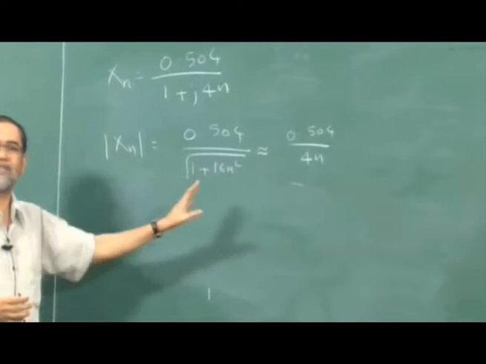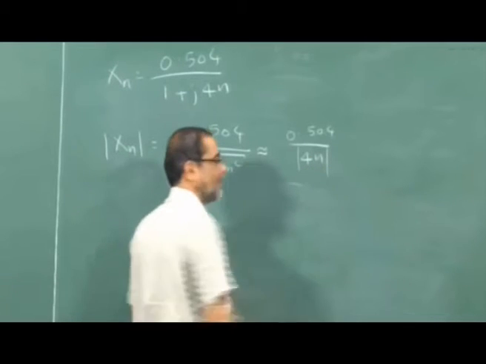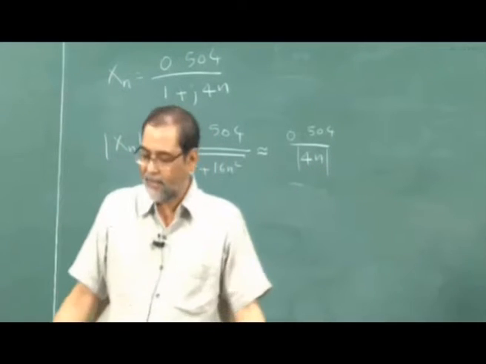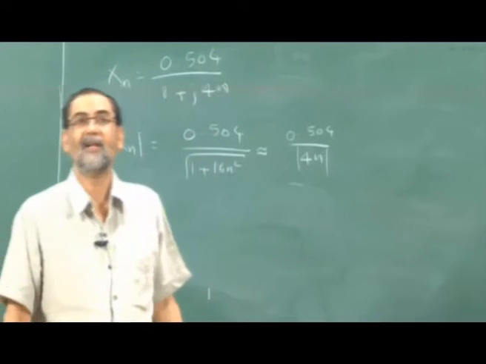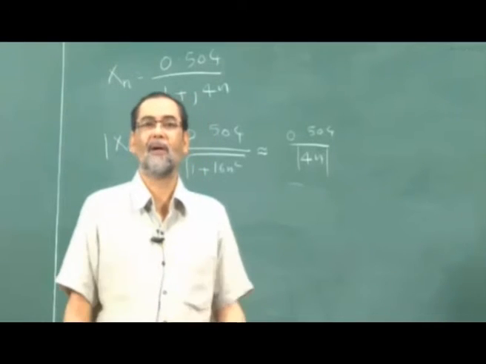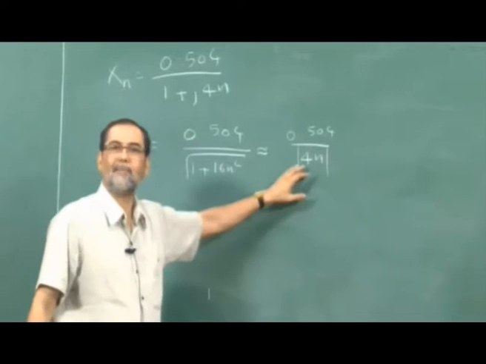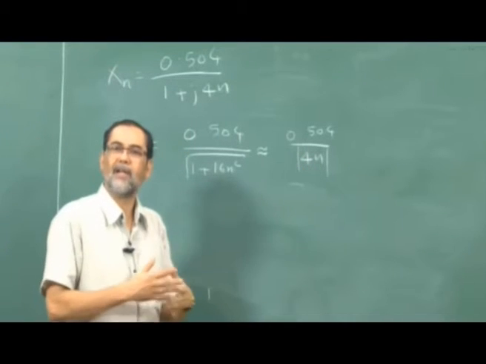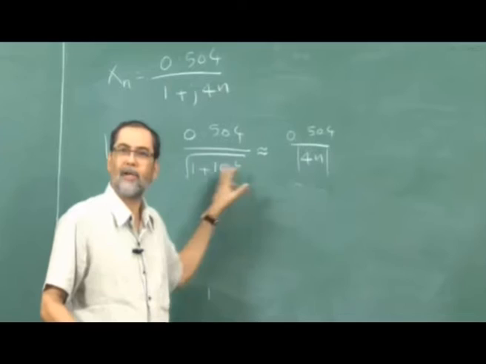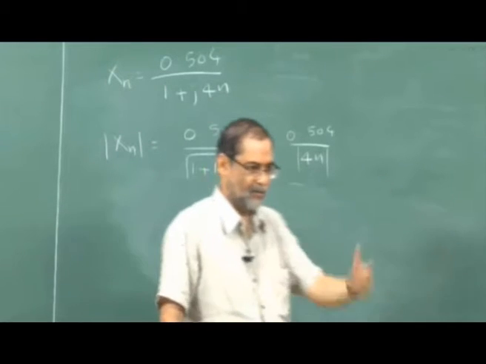So just to be consistent, I wrote this as a magnitude because n can be negative. If n becomes minus 4, then the magnitude can become negative, so it becomes inconsistent. To retain consistency, I put the magnitude. I think that was the question.